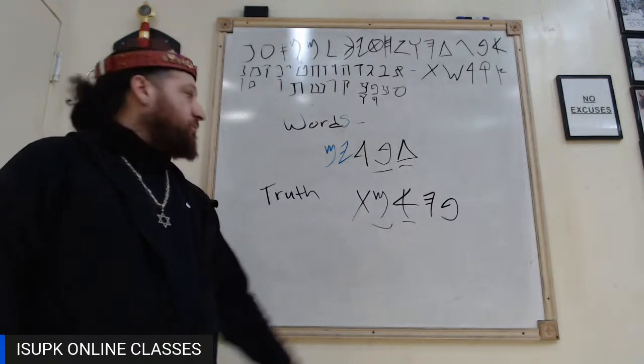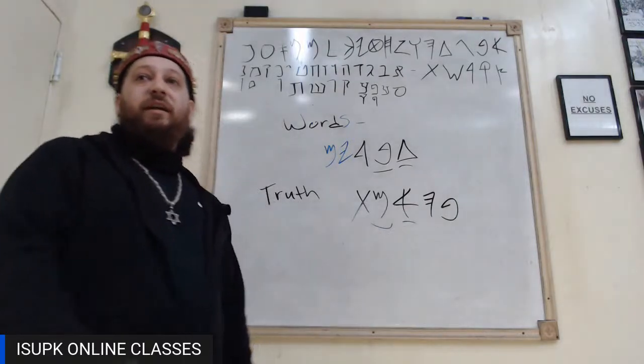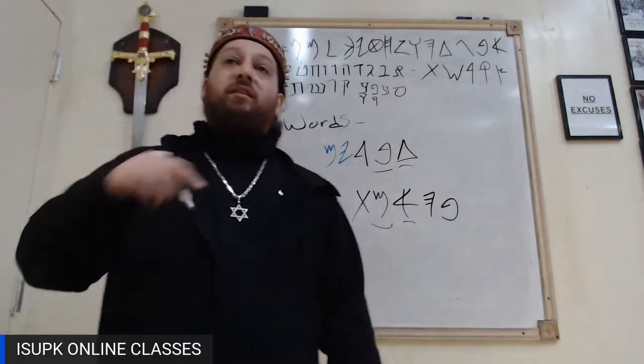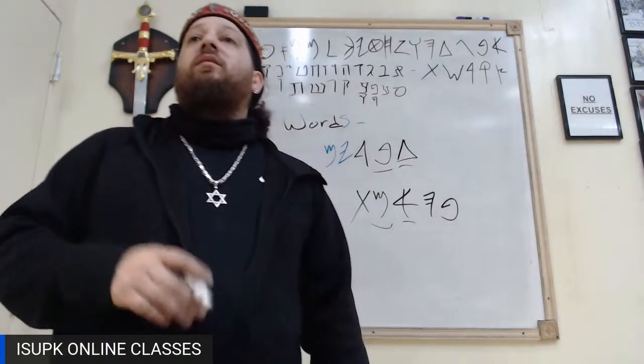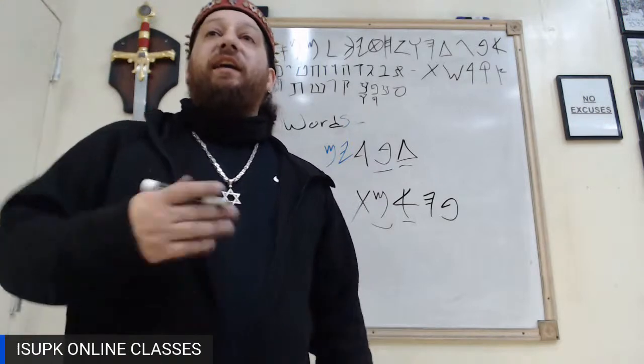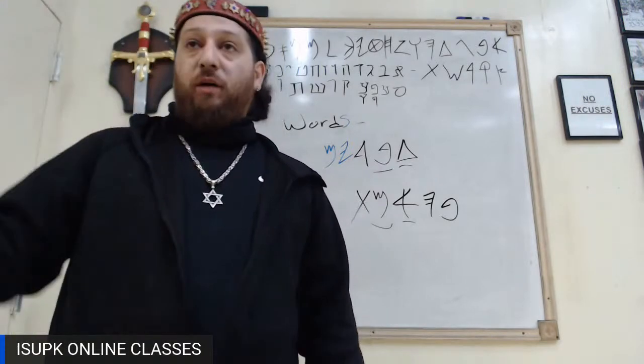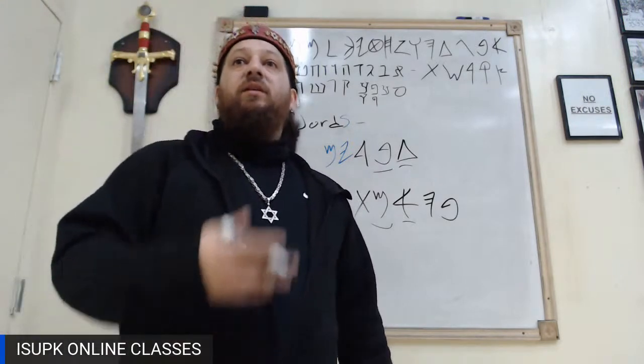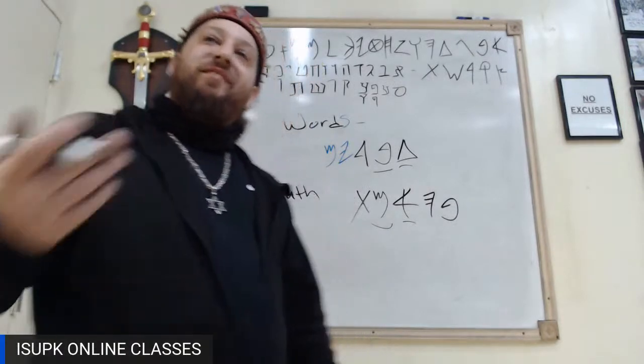Of the truth? In the truth. Now remember, Ba is "in", because we say what? Bahasham. In the name. So Hasham is the name. Bahasham, in the name.